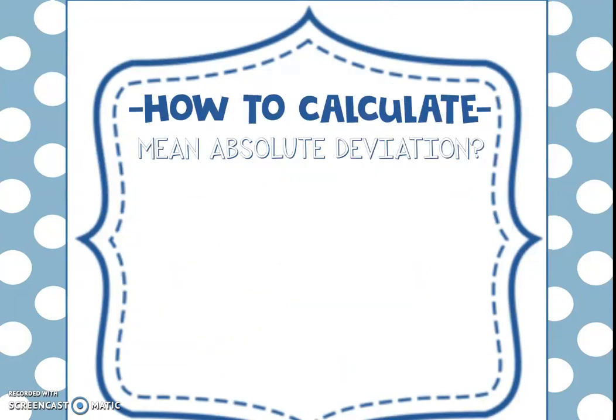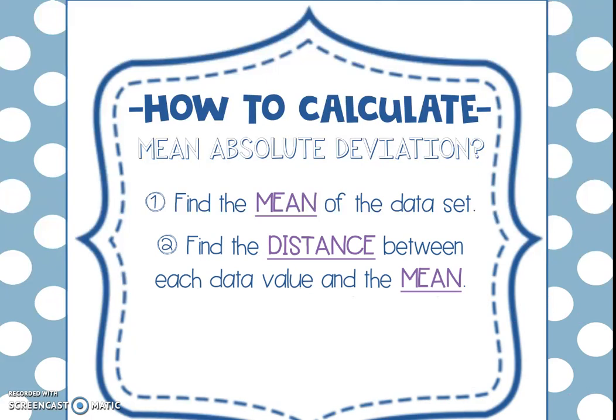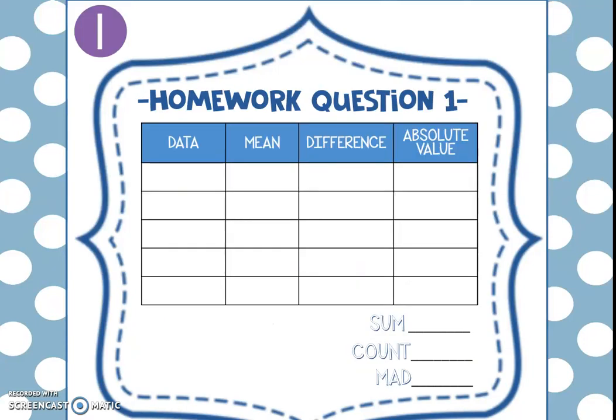So how to calculate? If we're looking for the average distance away from the mean, the first thing that we need to calculate is the mean. So step 1 is find the mean of the total data set. Then you're going to find the distance between each data point and the mean. Lastly, you're going to find the average or the mean of those distances. Okay, so find the mean, find the distance between each data point and the mean, and then average those distances.